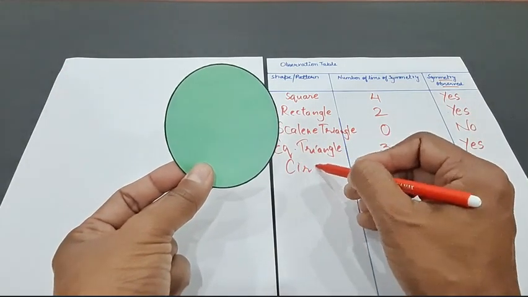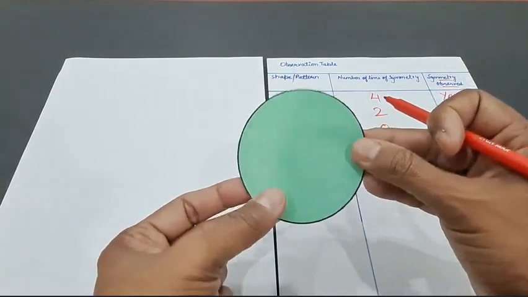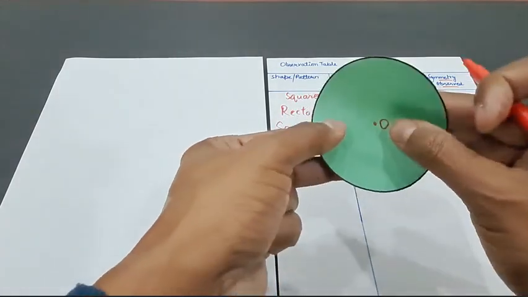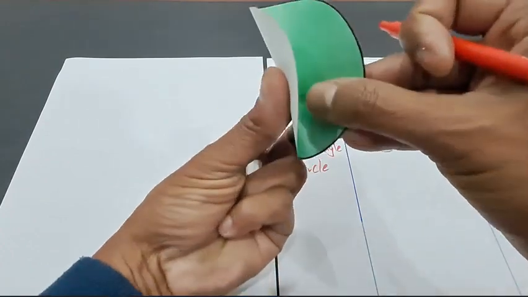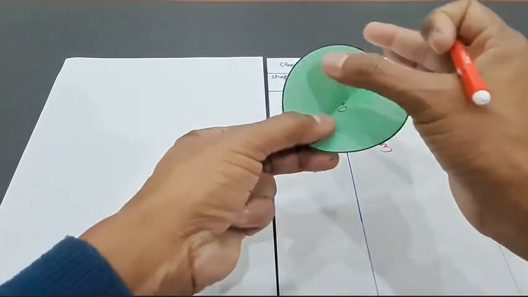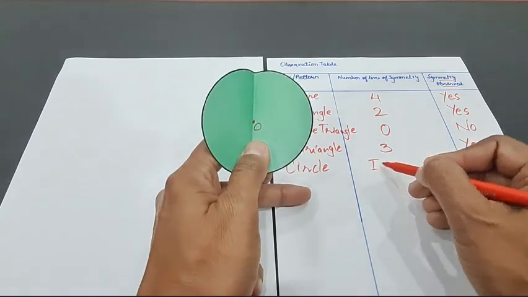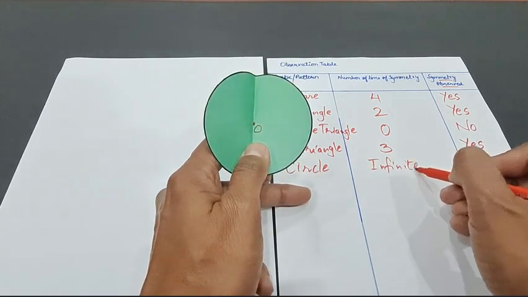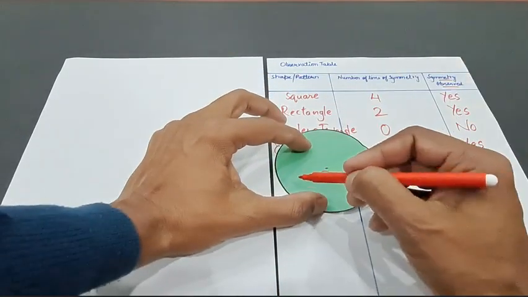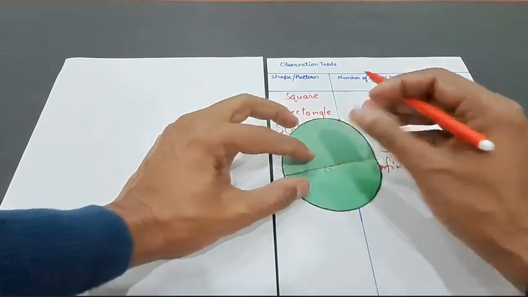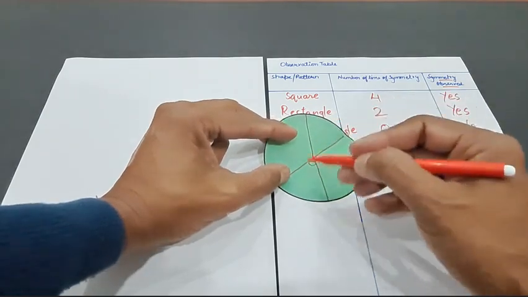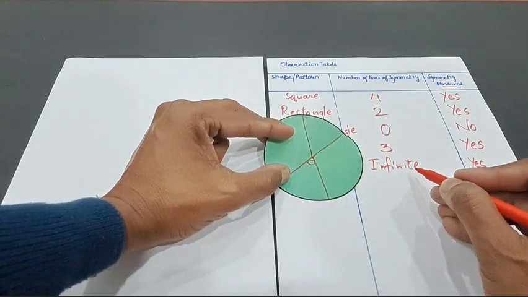If you have a circle, this is the most interesting part of the activity. The center of the circle is here. Let's label this as O. Now you fold it along O, so O has to be a part of your fold. You will find that the circle has two equal parts and it has infinite lines of symmetry. And yes, symmetry is observed. How do you draw those infinite lines? You can keep on drawing any diameter and that will be a line of symmetry. So how many diameters can you draw? You can draw infinite diameters.